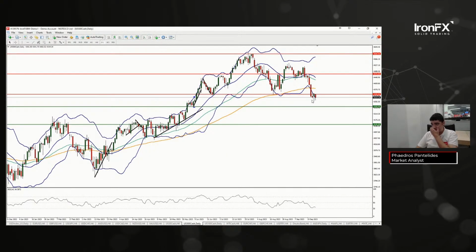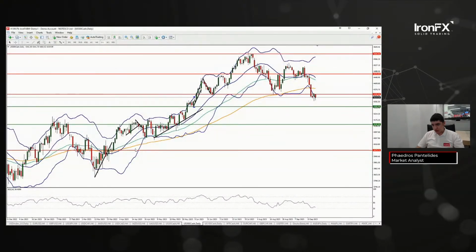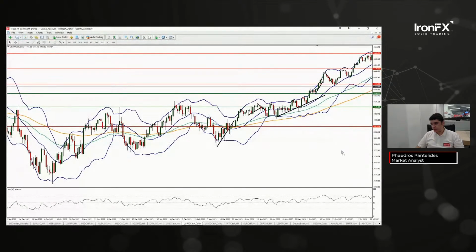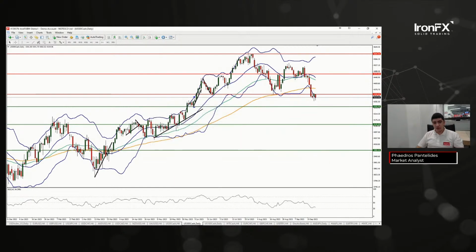Then for R1, we have the 4,260 level. S1 at the 4,145, and then for S3, note after breaking above, strong bullish candle, moved higher. So this would be S3 for me, 3,980. So this would be my S3 for the S&P 500.